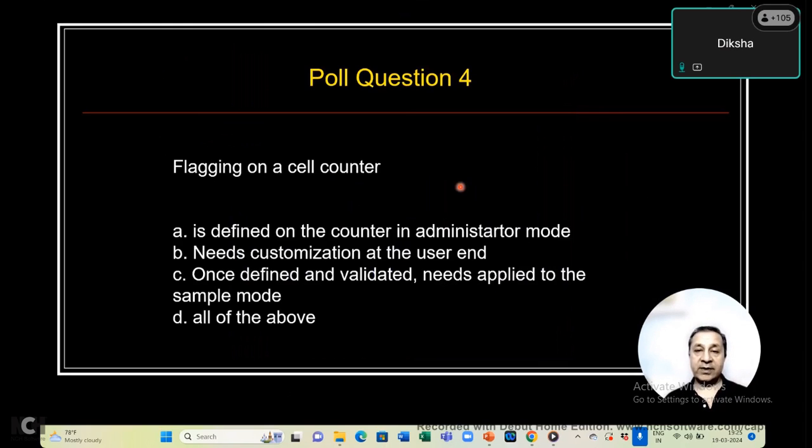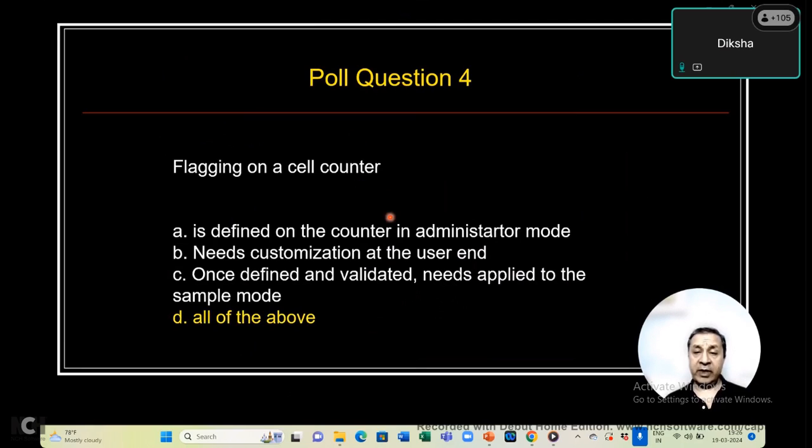So that gets us to the next question regarding flagging on a cell counter. Now, cell counter flagging is defined on the counter in an administrator mode. It needs customization at the user end, and once defined and validated, needs to be applied in the sample mode, or the answer is all of the above.